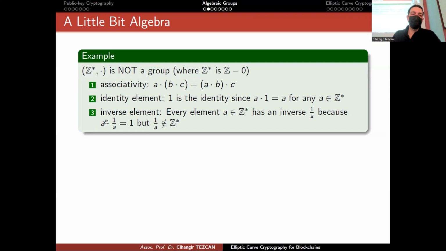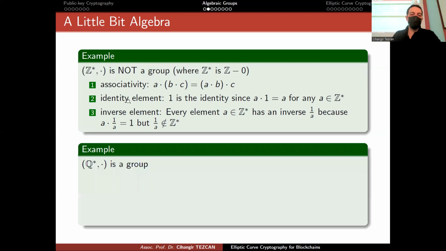So we have seen an example of a set that is not a group with the multiplication operation. But as you can see, since 1 over A is not here, but it is in Q star, maybe I can increase the size of the set from Z star to Q star and check if it is a group or not. In this case, it is a group, as you can guess, because associativity was already satisfied.